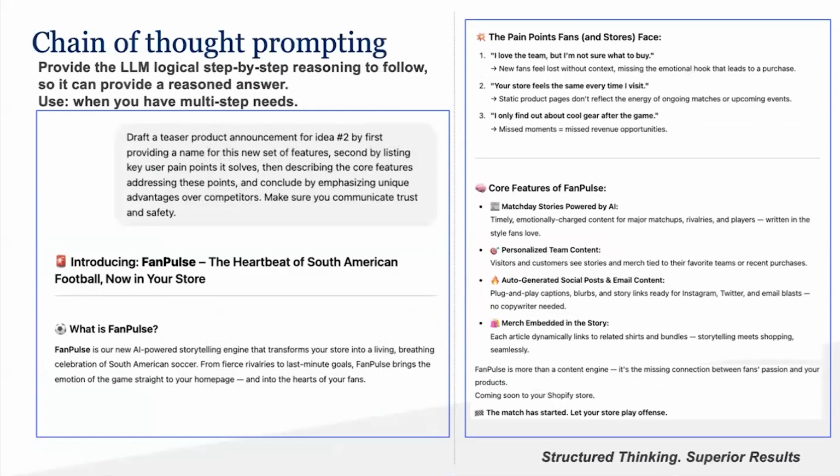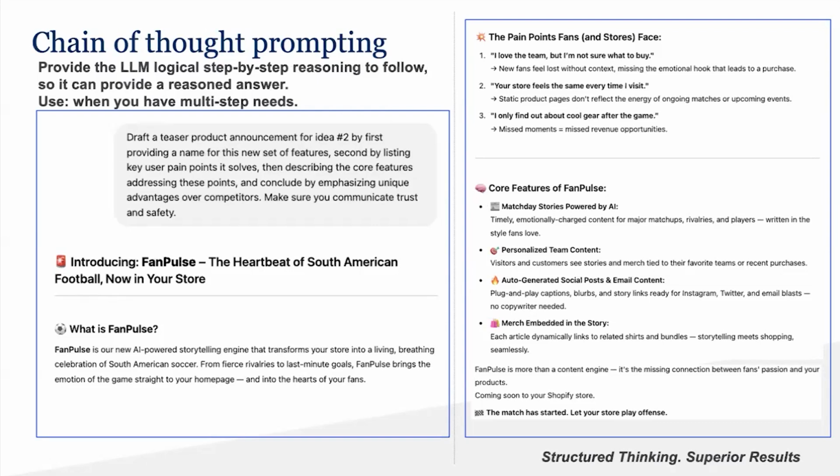Okay, so then we move on to the next prompting technique, which is called chain of thought prompting. This is very useful when you want to provide the model a step-by-step reasoning to follow, so it can come up with a well-reasoned, well-thought-out answer. You definitely want to use this technique when there's a multi-step thinking process to achieve the outcome that you want.